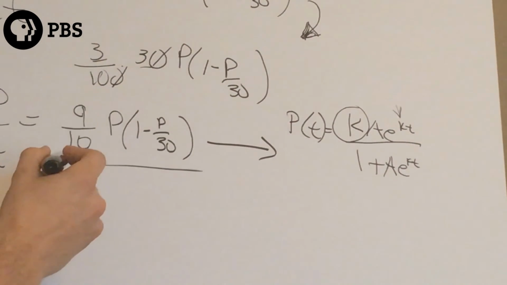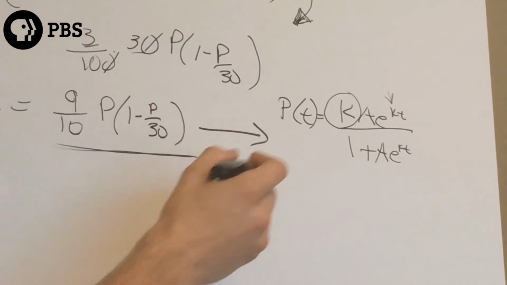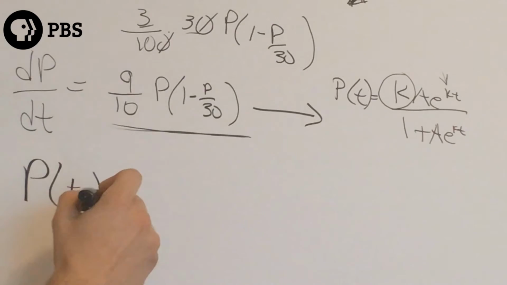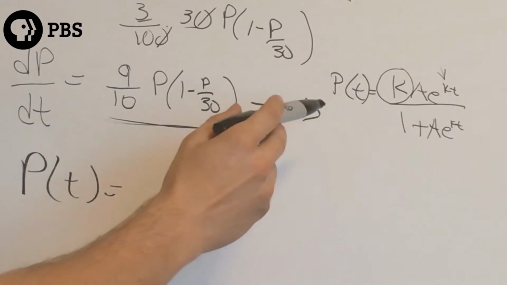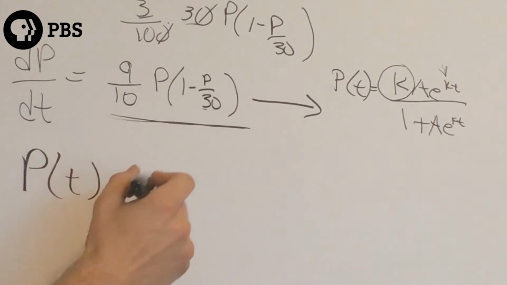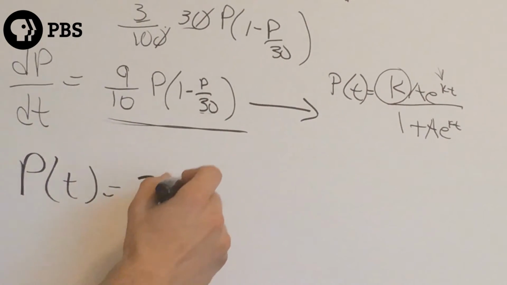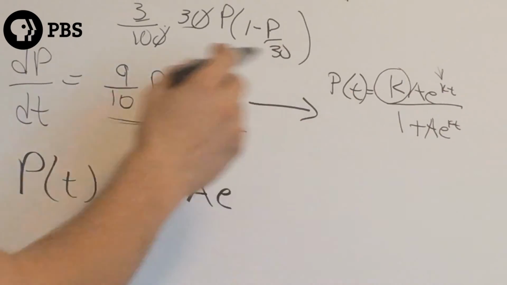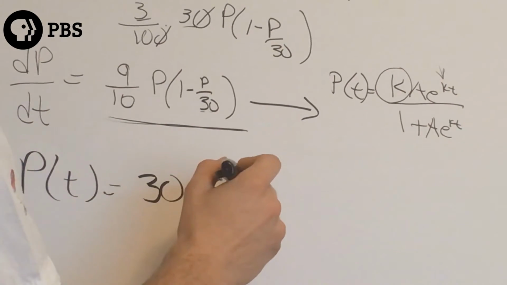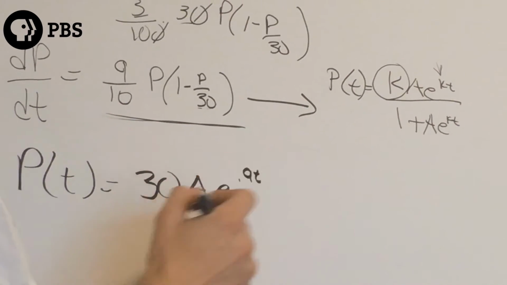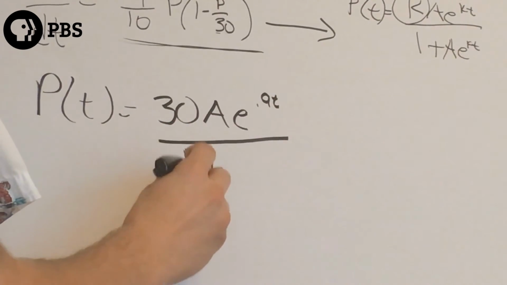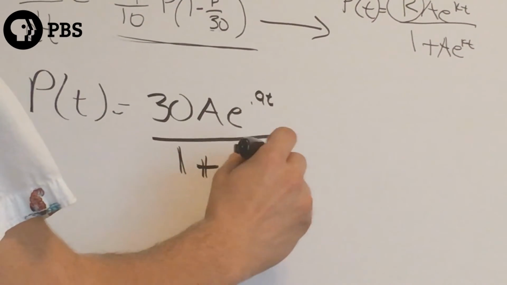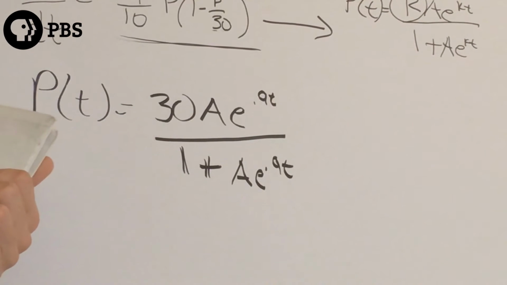So let's go ahead and take this information and we'll put it into this one. So we're going to go ahead and write P of t equals K, which is our carrying capacity, which is this 30 right here, 30 times A e to the k times time, k is our rate, 9 over 10, which is 0.9 times t, over 1 plus A e to the 0.9t. And there you go, there's our answer.